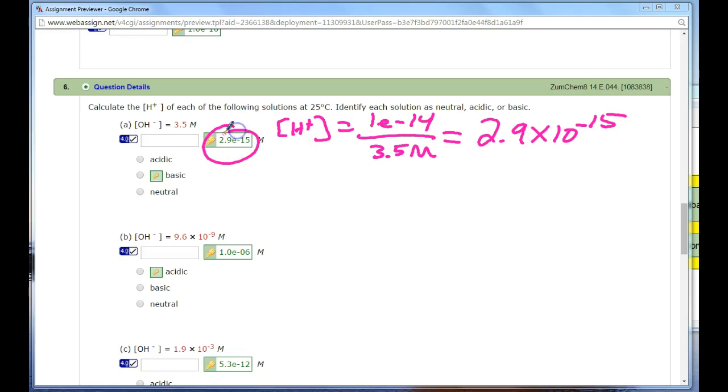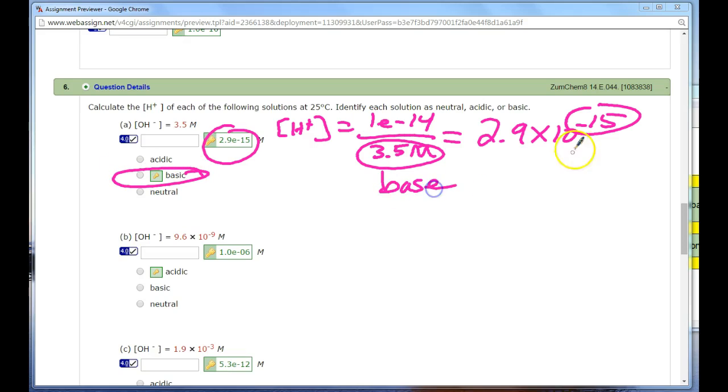There it is, e minus 15. And minus 15 is much smaller than 3.5, so it's basic. That means the base parts are bigger than the acid parts. So when your B is greater than your A, that means you're basic.